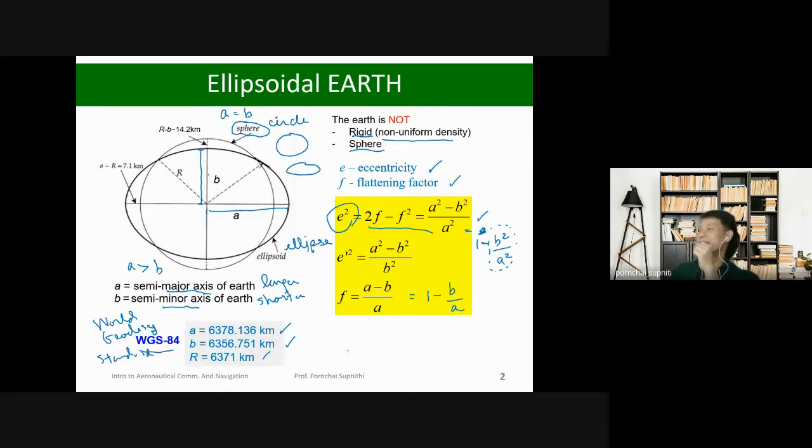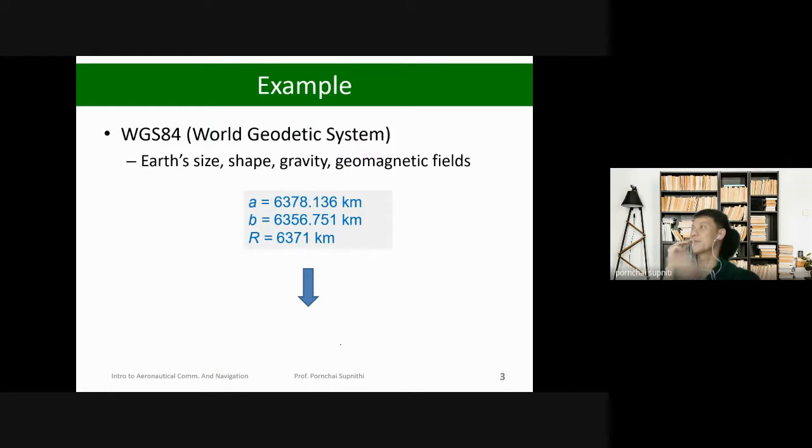And if you remember listening to the previous training related to Beidou training, they also came up with their own A, B, and R as well. So different labs, different centers, everyone can compute their own A, B, and R for utilization later. For example, if you look at A, B, and R according to WGS 84, actually, it stands for World Geodetic System, not Standard System.